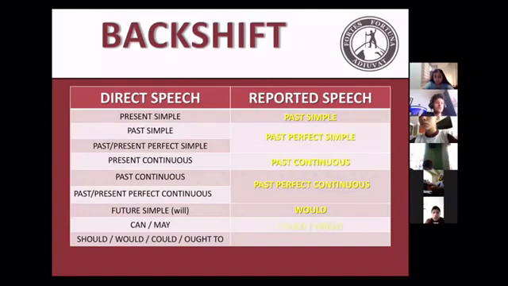And the last one, should, would, could, and ought to. When we're using those words, nothing changes, so you don't have to change the tense with your modal verbs should, would, could, and ought to. That is the theory behind the tenses. Let's have a look at some examples.